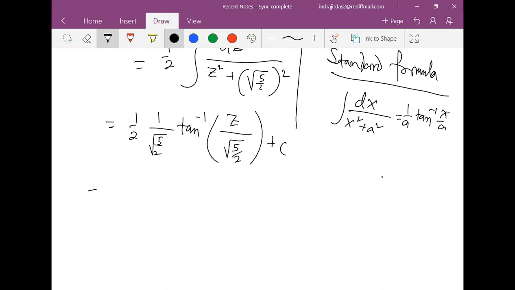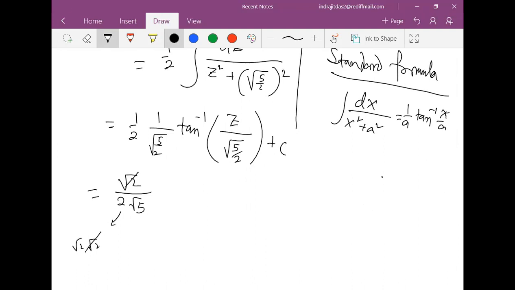So you will state the answer as root 2 in the numerator, 2 root 5. We can simplify. Root 2 and root 2 can be cancelled. If you take this 2, 2 can be written as root 2 into root 2. So one root 2 will be cancelled with the denominator root 2.